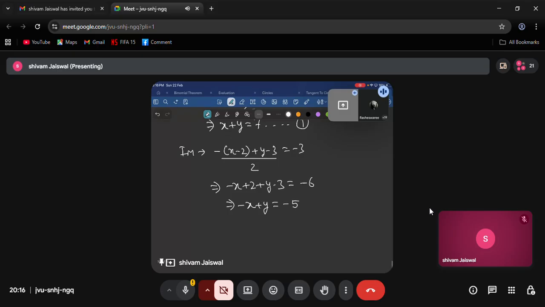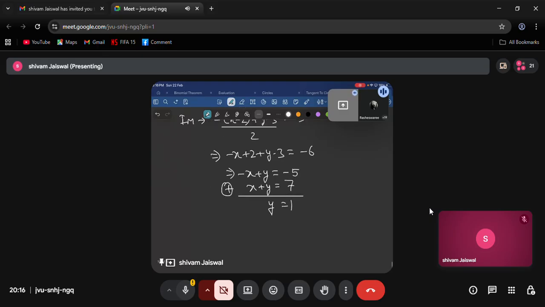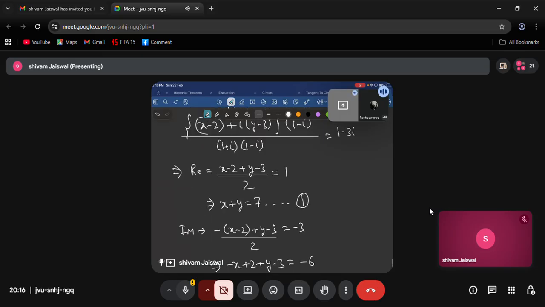So I have got two equations in two variables. X plus y equal to 7. Let us add. We are getting y equal to 1. And so what is the value of x? So x is equal to 6. Is it clear to everyone? X equal to 6, y equal to 1. Anyone having any doubt, you can ask me now.